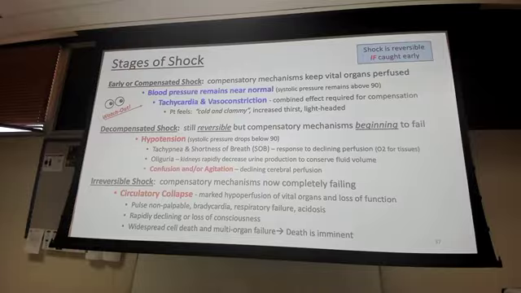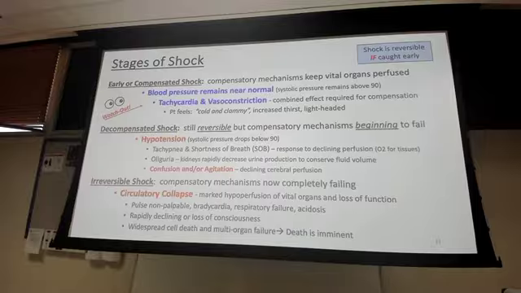You need that blood flow to actually help you think, and if you're not getting that blood flow, then our patients are going to start being out of it. And then you get into irreversible shock, where we tried, we maxed out, and we're no longer getting those compensatory measures sent off to our body anymore. So now we start getting circulatory collapse, where we're not getting perfusion to our organs.